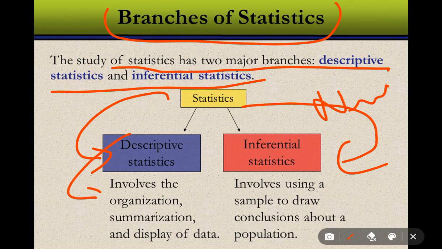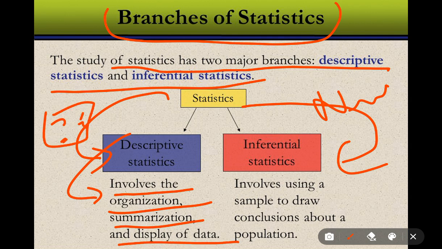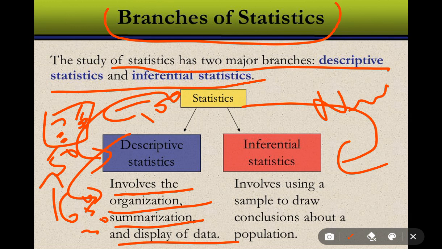So descriptive statistics involves organization, summarization, and display of data. For example, if there is a class of 1,000 students, and you want to calculate the marks of an average student, what you will do is sum all the marks of the students and divide them by 1,000. If the number is 50, then you can describe that on average the students in the class got 50 marks. Of course, individual marks might be different. Some will get 60, some will get 30, some might get 50, but on average the marks were 50%.